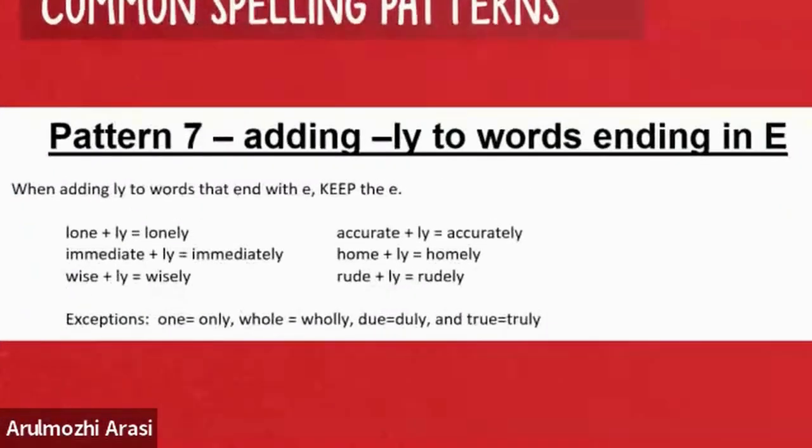When you add ly to words that end with e, like lonely, we keep the e. Immediately, wisely, accurately, homely, rudely. But there again are exceptions to this rule. When you add ly to one, the e is removed. When you add ly to whole, the e is removed. When you add ly to due, duly signed, right? That again, the e is removed. And truly, also the e is removed.